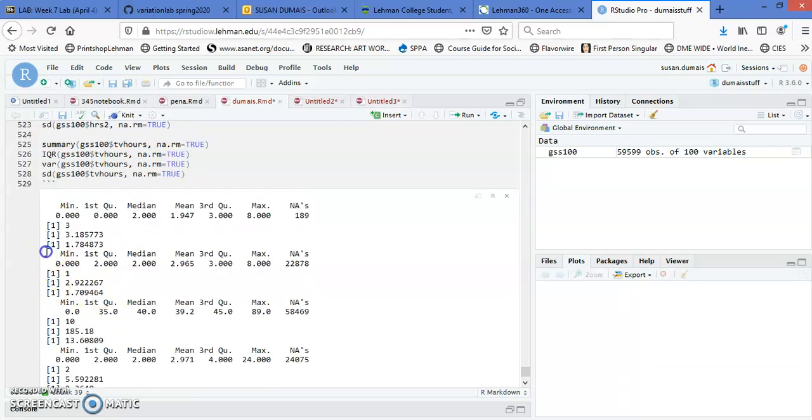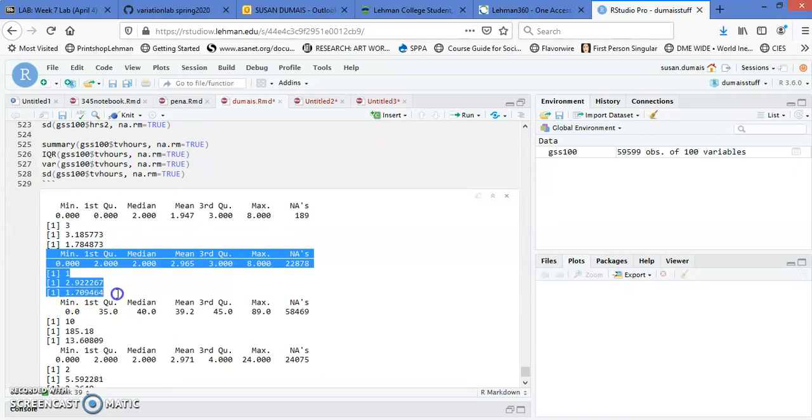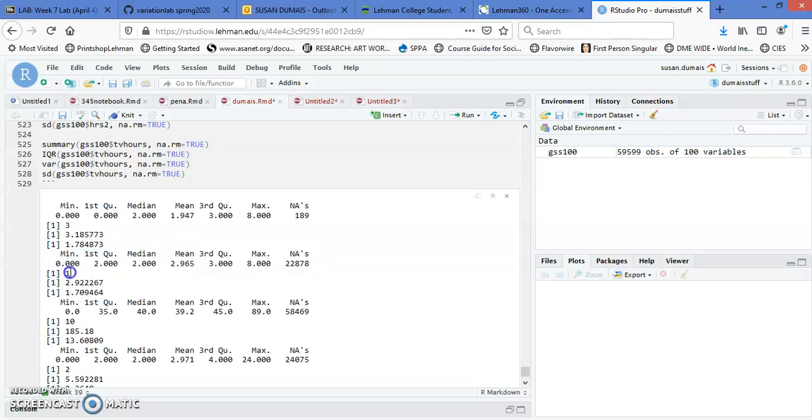The next one is the ideal number of children. Okay, so people in the GSS were asked, what do you consider the ideal number of children for a family to have? And again, people can answer from 0 to 8. Here you see that the mean is 2.965. We have the interquartile range, which is just 1. The variance is 2.92. And the standard deviation is 1.70.